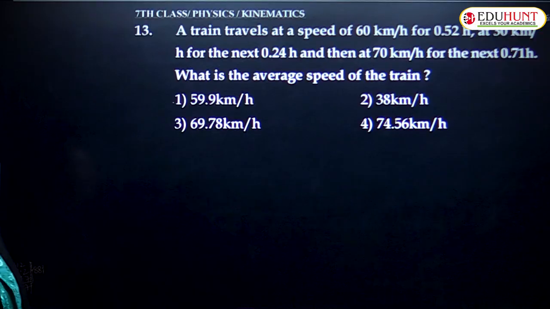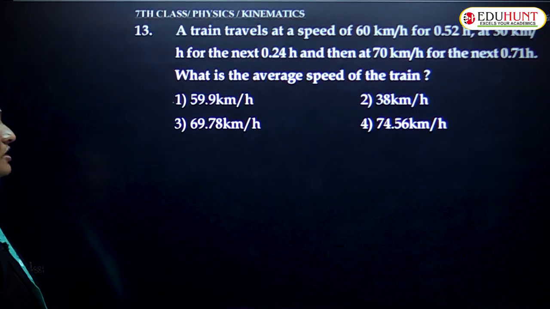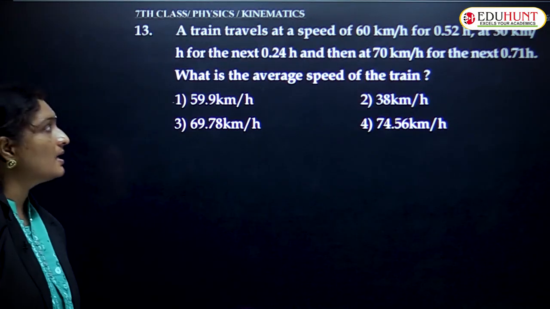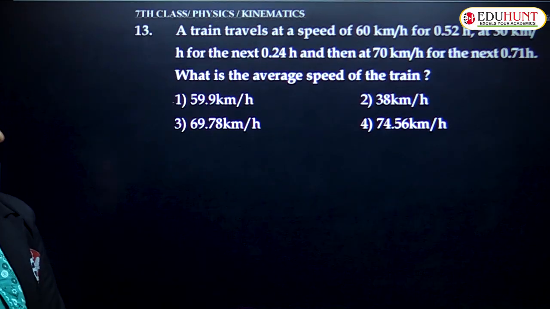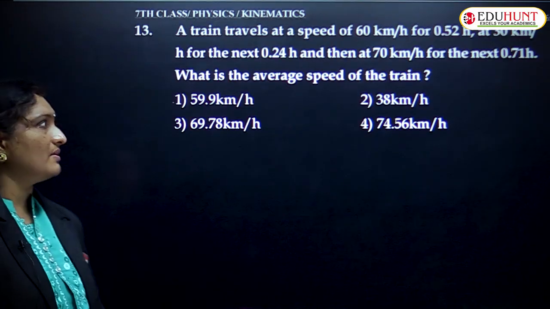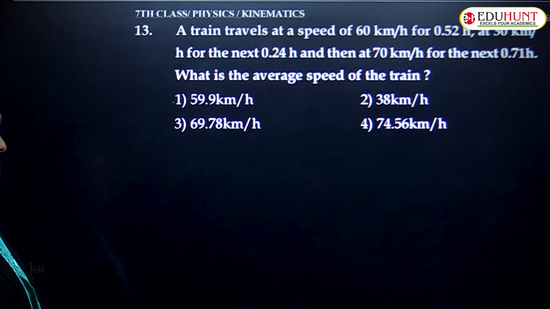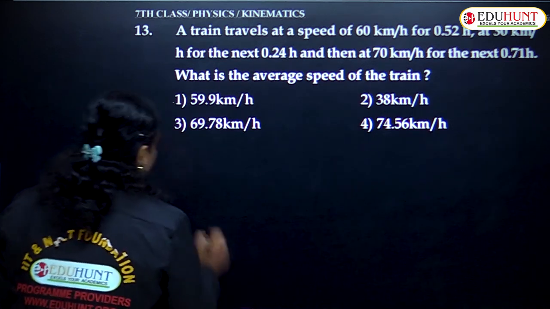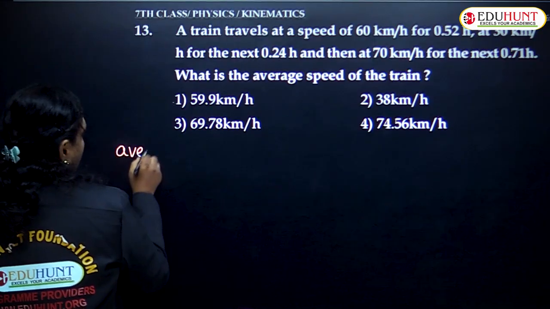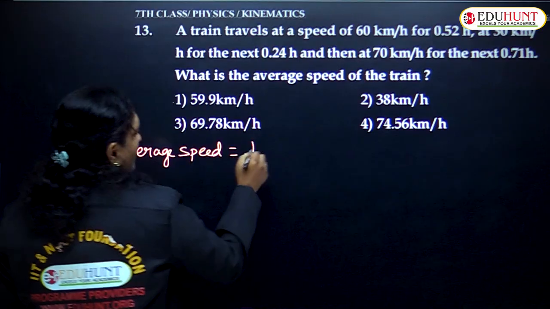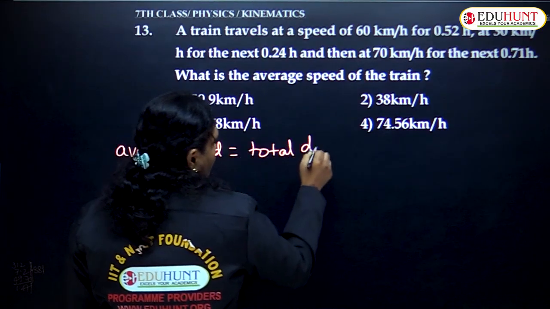Next, a train travels at a speed of 60 km per hour for 0.52 hours, at 30 km per hour for the next 0.24 hours, and then at 70 km per hour for the next 0.71 hour. What is the average speed of the train? Well, so children, we know that average speed is found to be total distance covered by the body upon total time.